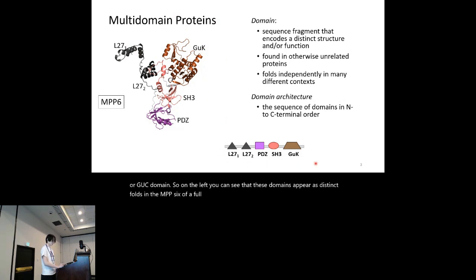And this is a cartoon representation of the sequence segments that encode the individual domains. This abstract representation, the sequence of domains in N-to-C terminal order, is referred to as the domain architecture of a multi-domain protein.